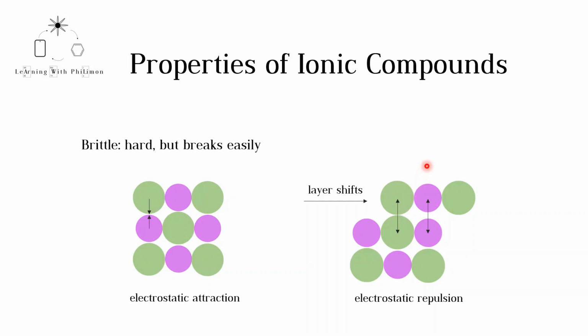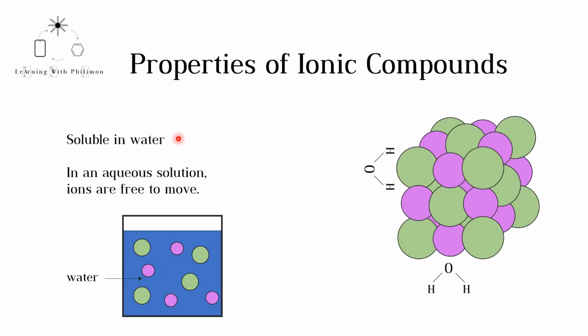Consider table salt, sodium chloride. It is a hard substance, but if you apply a bit of pressure, it breaks into smaller pieces, or even a powdered form. Ionic compounds are soluble in water.